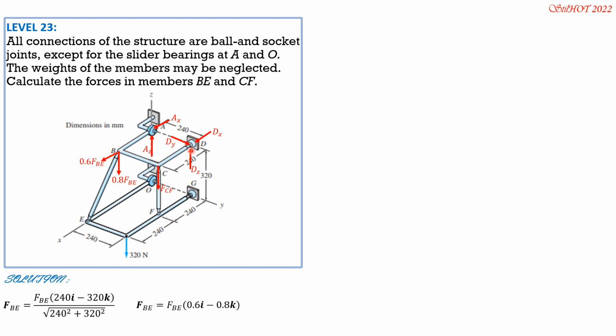So if we sum up moment about DY, we have BE and CF as the unknowns. 0.6 FBE passes through DY, so it has no moment about DY. Then we can relate FBE in terms of FCF. So considering the FBD shown, summation MDY equals 0 by right thumb rule. So we have 0.8 FBE times 240 plus FCF times 240. Cancel out 240, then FBE is equal to negative 1.25 of FCF.